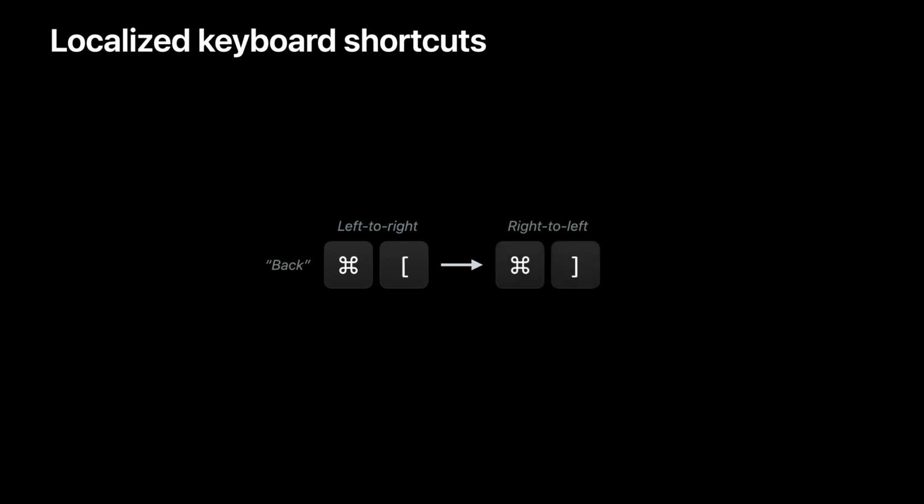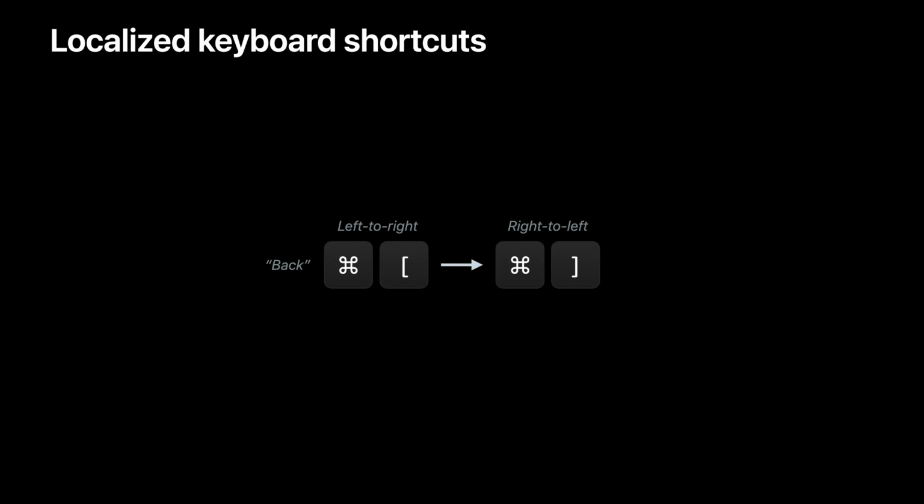Another common case is a keyboard shortcut that has directional meaning. For example, Safari uses command square brackets to go backward and forward in history. In a right-to-left language, using the left bracket to go backward isn't very intuitive, so AppKit now automatically swaps it to the right bracket when running in a right-to-left language. This behavior applies to brackets, braces, parentheses, and arrow keys.